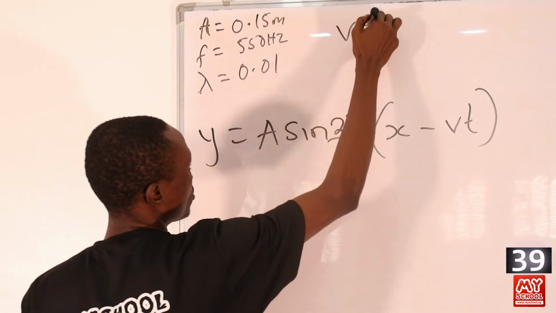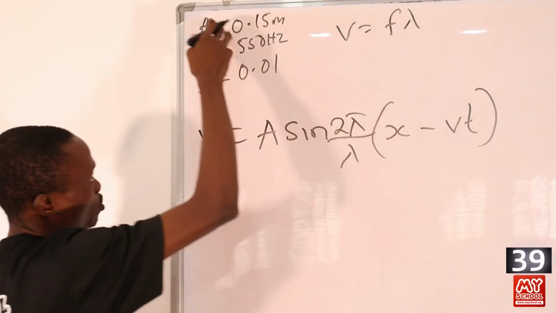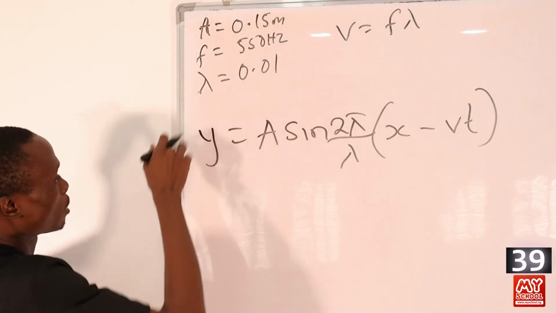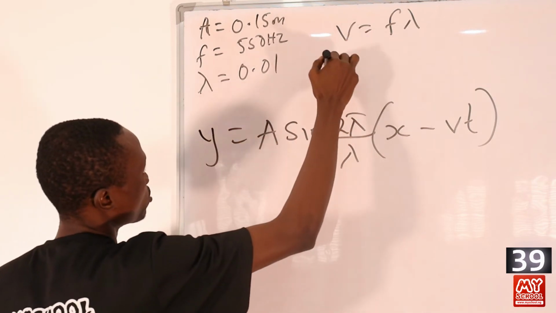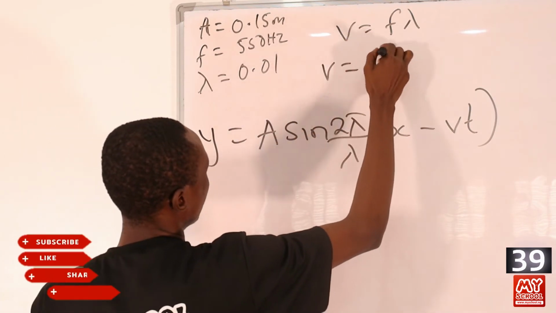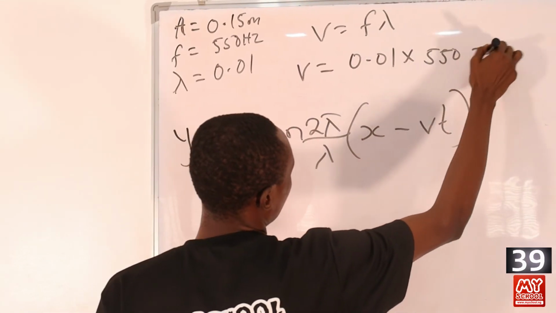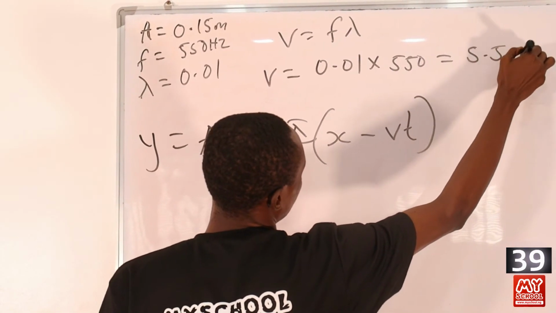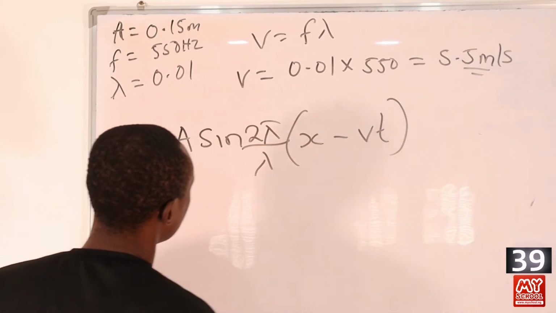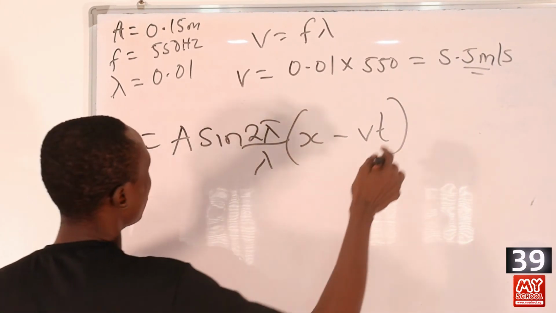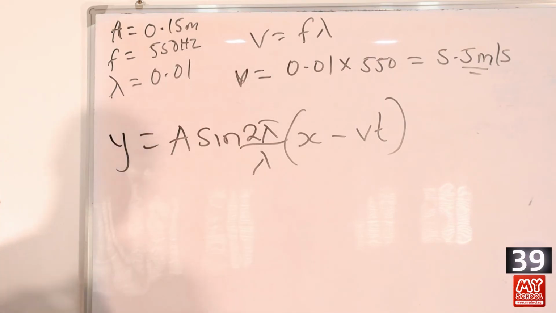But remember that v is equal to f lambda. So I think that's why these values were given to us. Okay, so let's get our v first. So v is equal to 0.01 times 550, and that will be equal to 5.5 meter per second. Now that I've gotten the value of the velocity, next we just substitute.